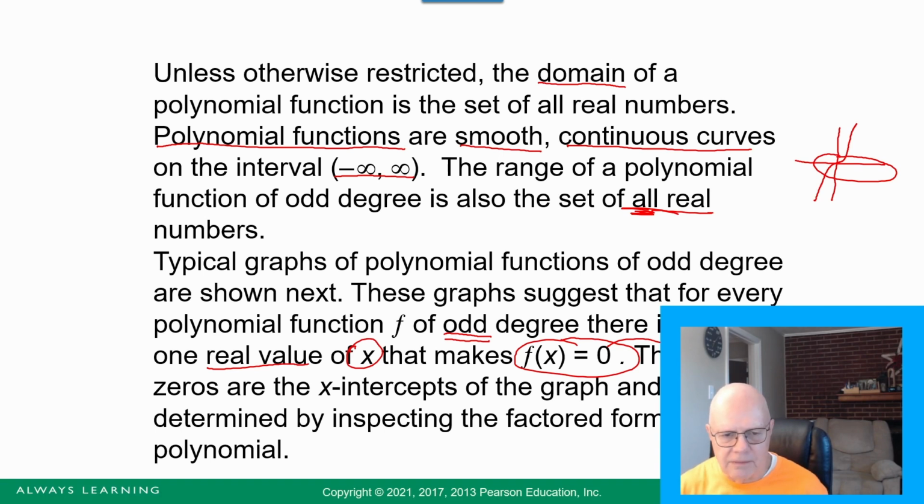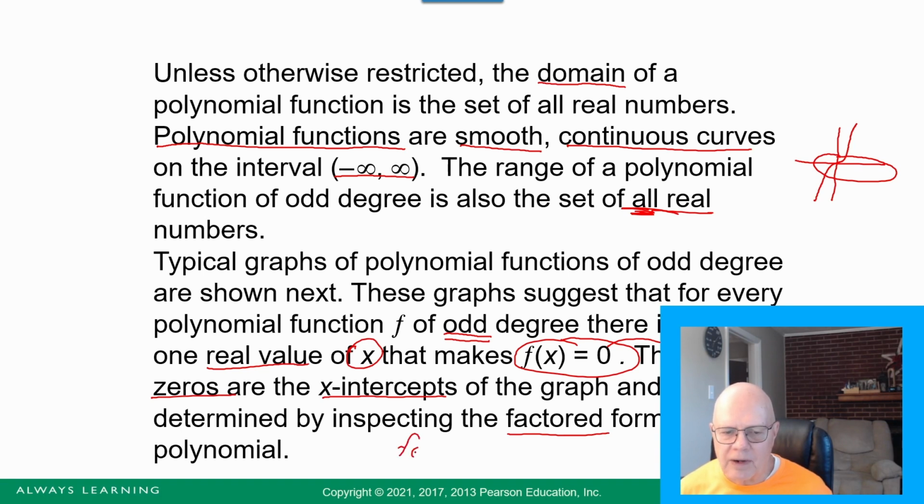Hope you can read that. And you can take a look at that. If you can factor it, you can see where the x-intercepts are. You get the zeros, also known as the x-intercepts, by looking at the factored form.